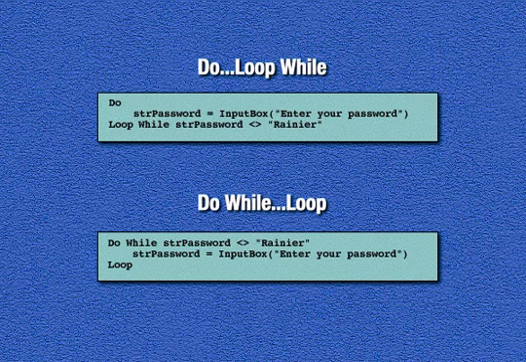Let's assume we want our loop to run while a condition is true. Here are our 2 choices: do loop while and do while loop. Notice that in the do loop while example, the condition isn't evaluated until after the code in the loop executes once. But in the do while loop example, if the condition evaluates to false the first time, the code in the loop never executes at all.